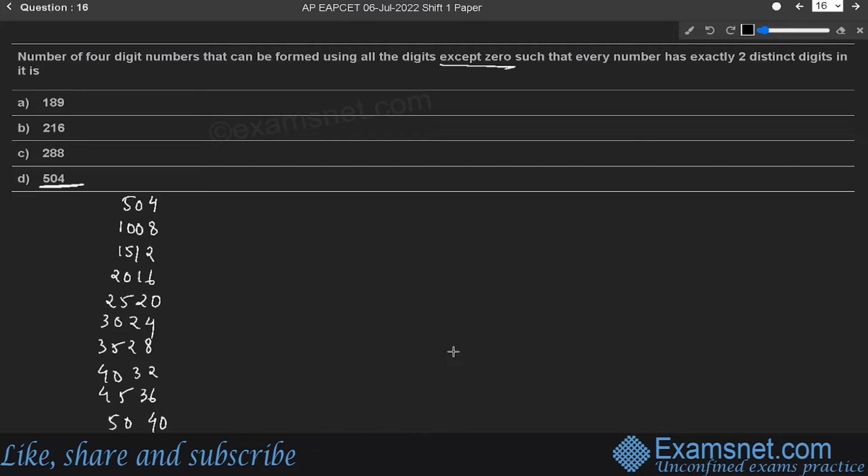But 504 is an even number that is divisible by 2. Since in the question we have to find exactly 2 distinct digits, the number must be an even number that is divisible by 2. And you have to observe the pattern in the table of 504. The last 2 digits are the multiples of the table of 4, and the first 2 digits are the multiples of the table of 5. Therefore, we can say that the correct option here is option number D, which is 504.